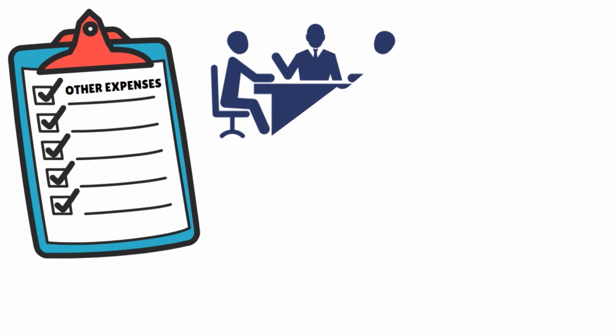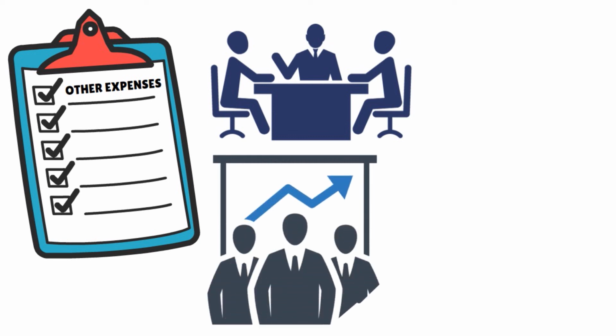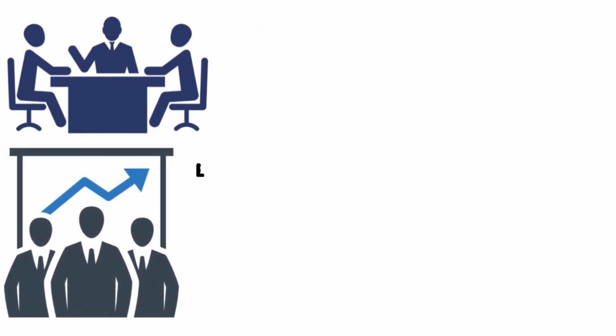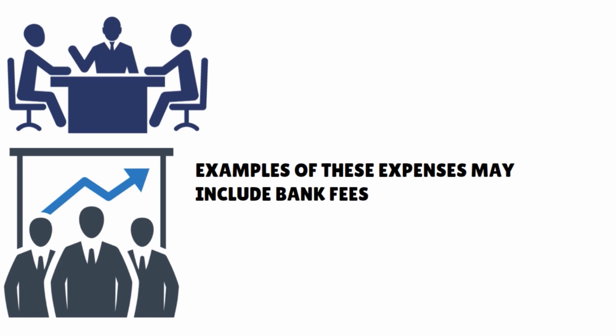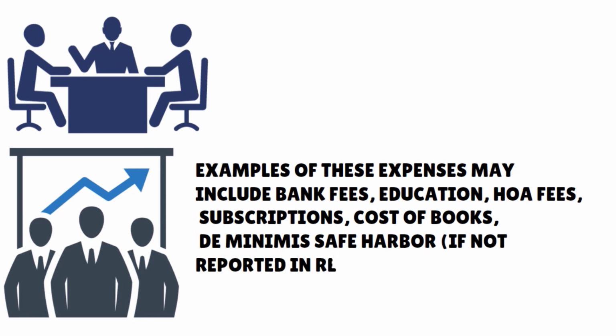Why is this important? Why is this an audit trigger? It's because the IRS tends to pay attention to little things that don't make sense. Bottom line here is that you need to back up, you need to actually substantiate anything you are claiming here. By other expenses, I'm talking about things like bank fees, education, HOA fees, subscriptions, cost of books, de minimis safe harbor if not reported in repairs, meals and entertainment, and gifts to clients or tenants. All of this must follow the law, and they must be reported.